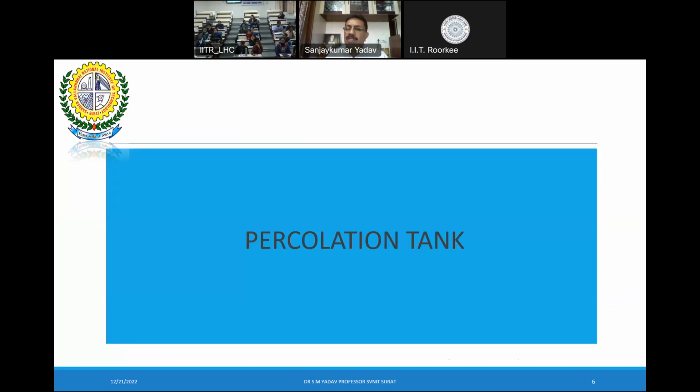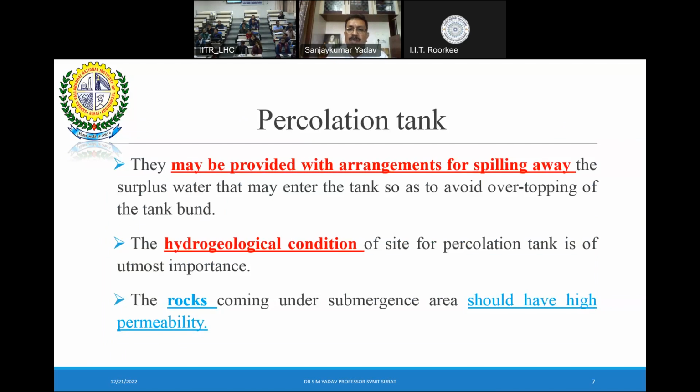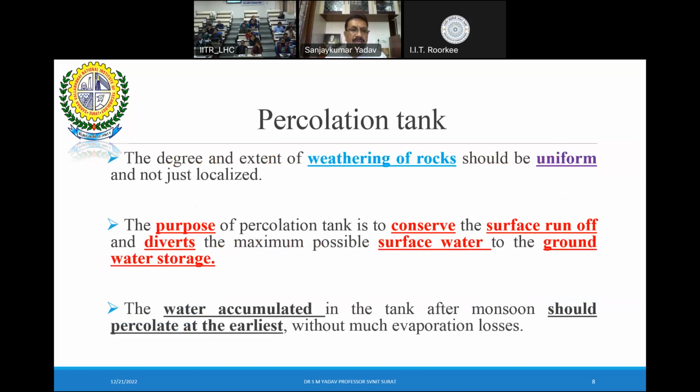Let us talk about the percolation ponds. They may be provided with arrangements for spilling away the surplus water that may enter the tank so as to avoid overtopping of the tank bund. The hydrogeological conditions of site for percolation tank is very important. If there are rocks, these rocks should have high permeability. The degree and extent of weathering of rocks should be uniform, not just localized.